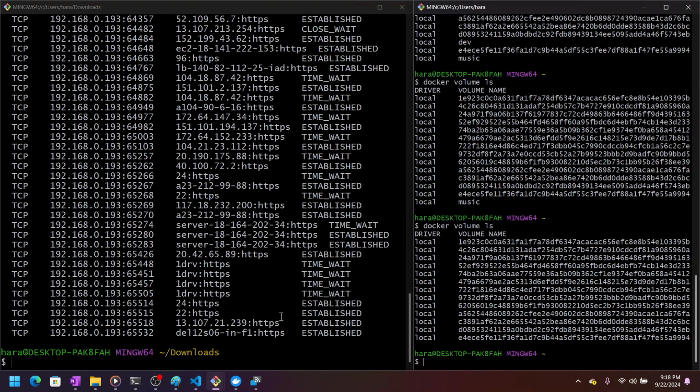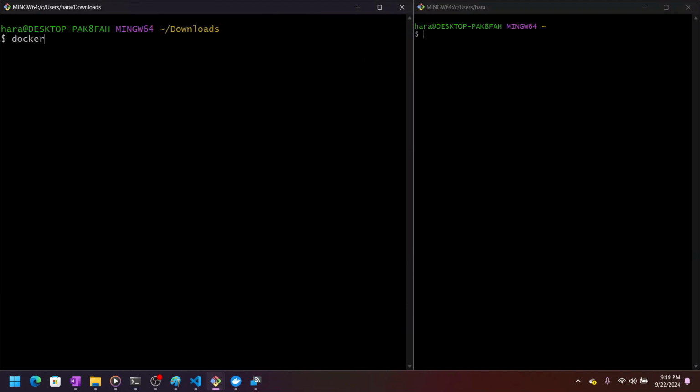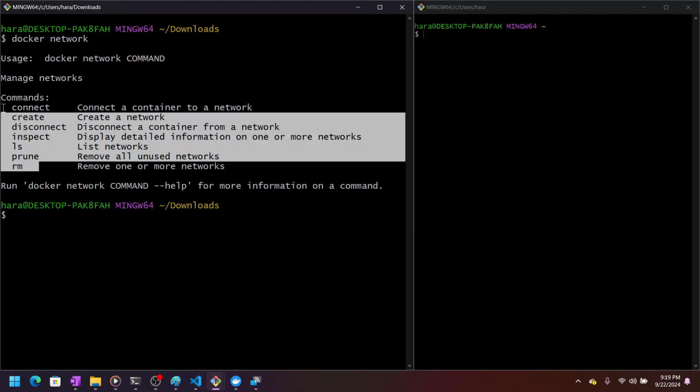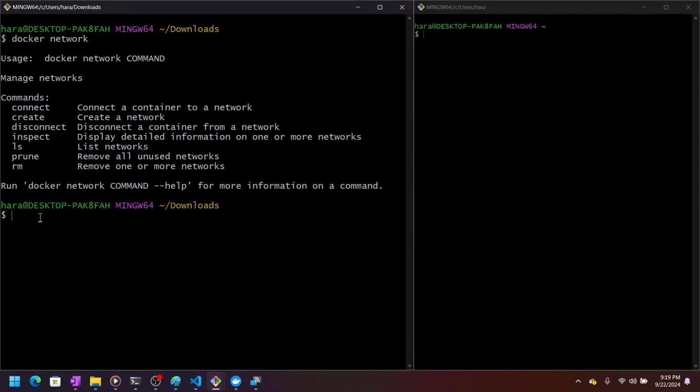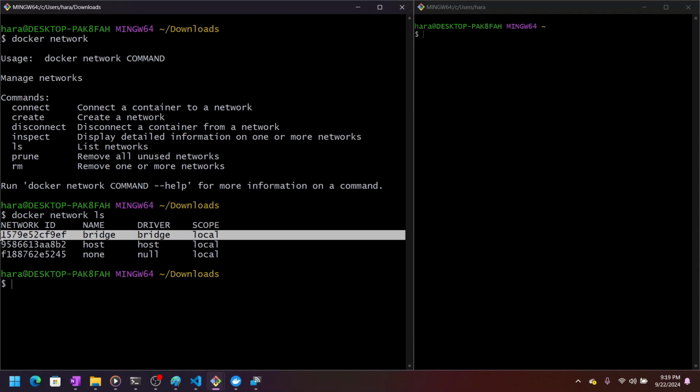So if I do docker network, these are the commands which you can use. Let's see docker network ls. You can see this is the bridge network which Docker creates, which Docker gives us by default. Now let's create our own bridge network.